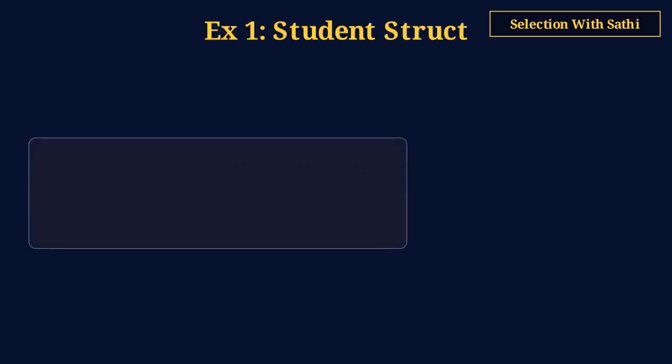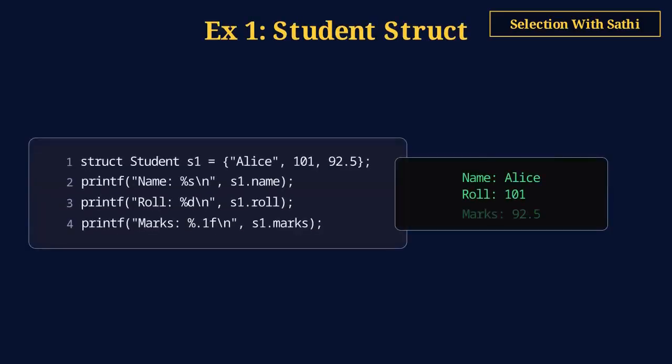First example: student struct. We define struct student with 3 members: char name array of 50, int age, and float GPA. We initialize struct student s equals braces, "Alice", 21, 9.2. To print with %s, %d, %.1f, passing s.name, s.age, s.gpa. Output is Alice 21, 9.2. Each member is accessed by the variable name.memberName.